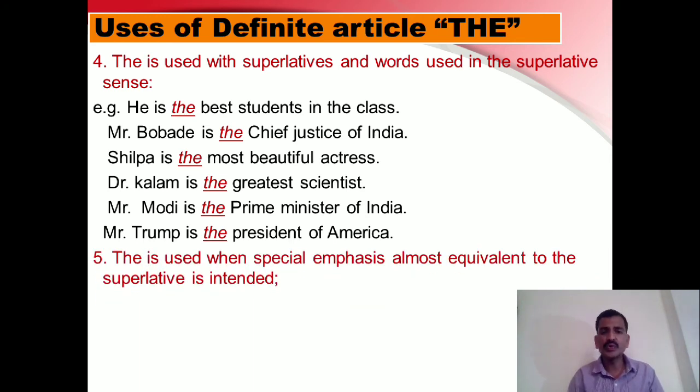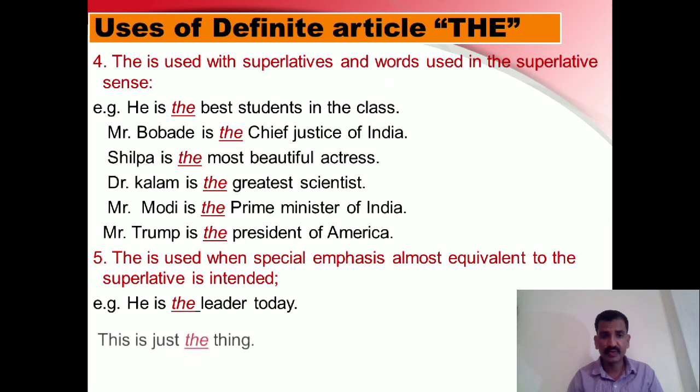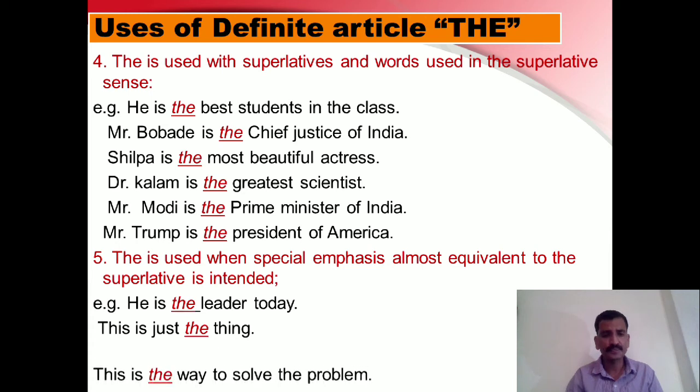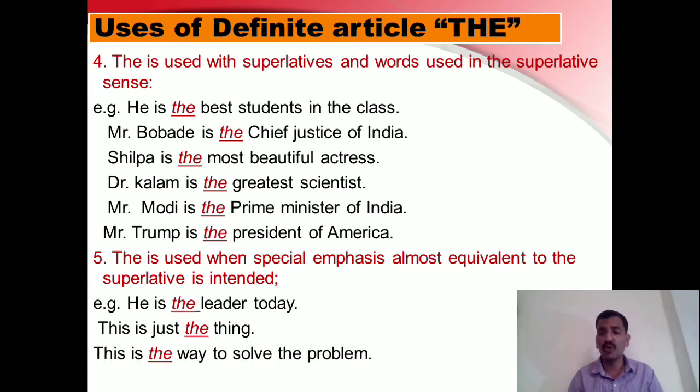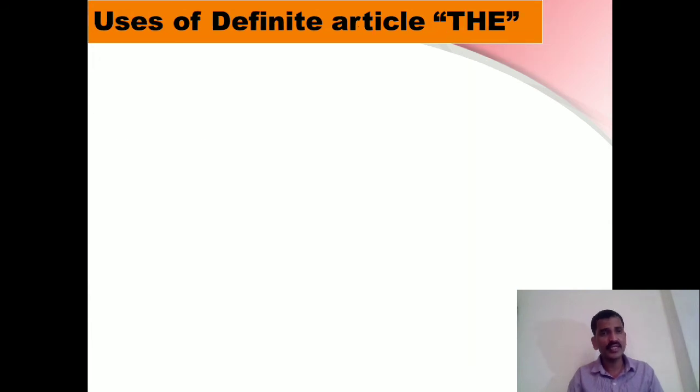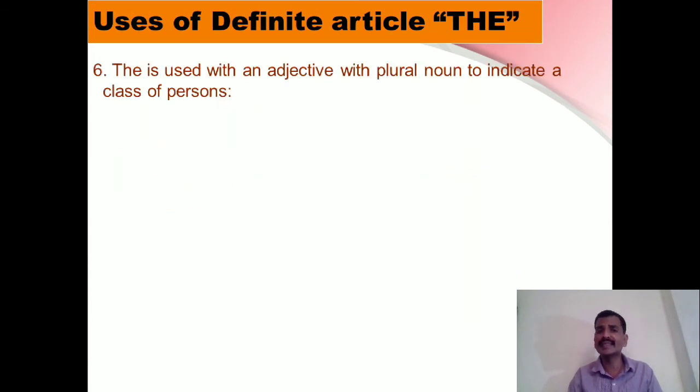Next rule, "the" is used when special emphasis almost equivalent to the superlative is intended. What is the example? He is the leader today. Now see, special emphasis is given on a particular word. This is just the thing. Try to understand. This is the way to solve the problem. He is the leader. This is the thing. Special emphasis almost equivalent to the superlative is intended. That's why "the" is used here. Next rule, "the" is used with an adjective with a plural noun to indicate a class of persons.